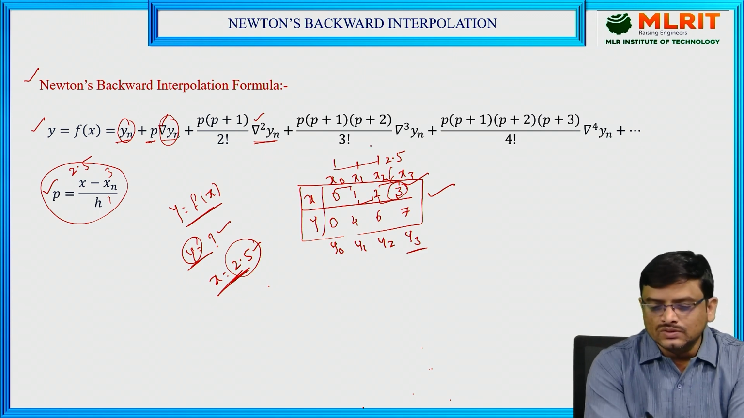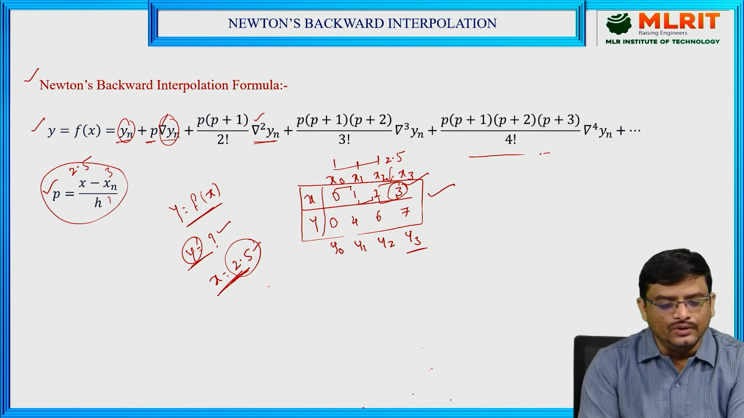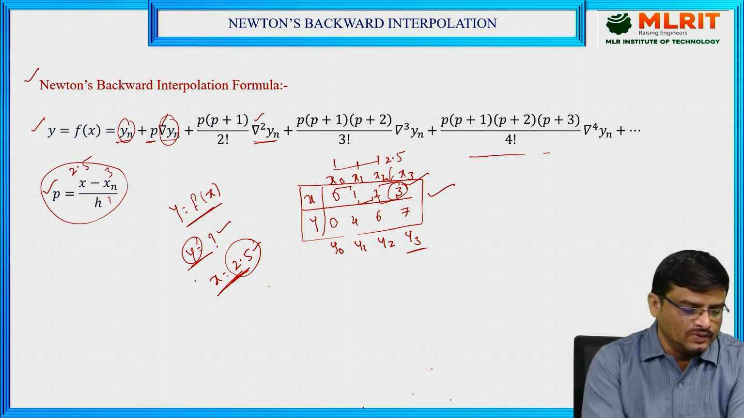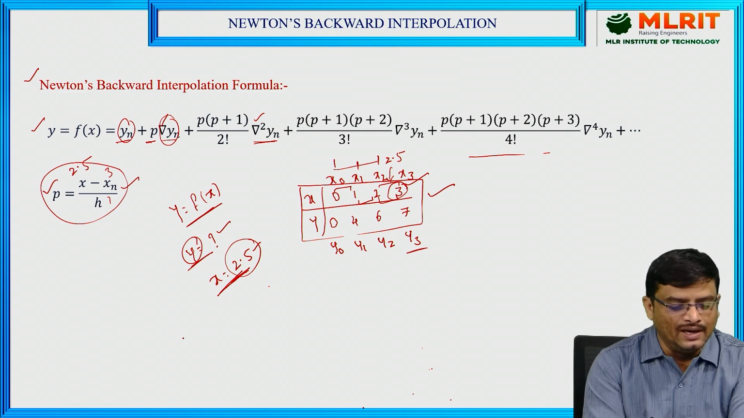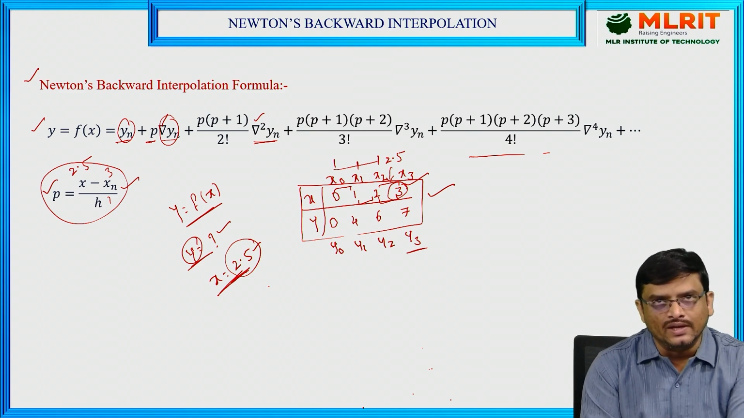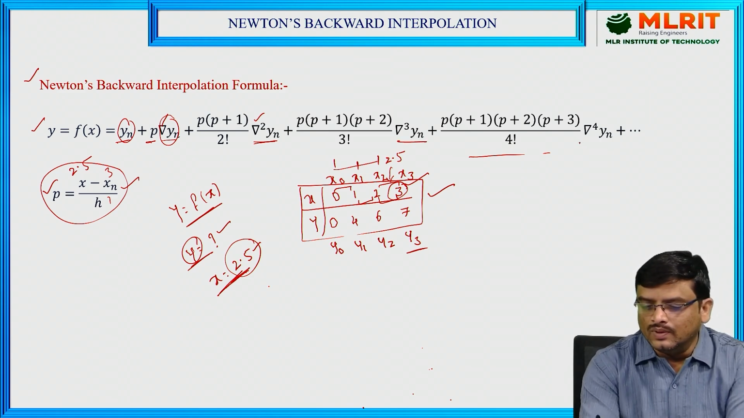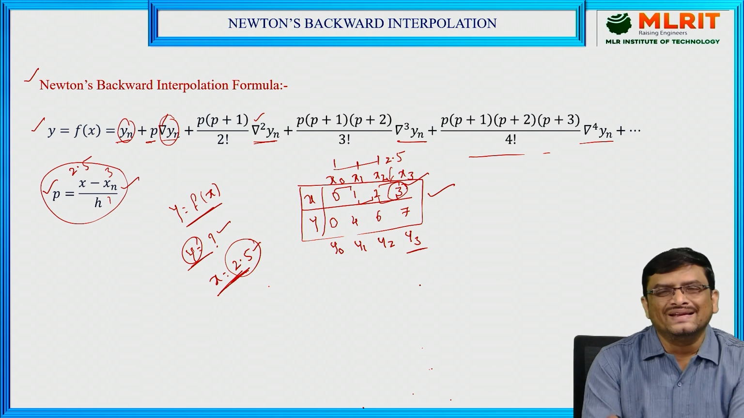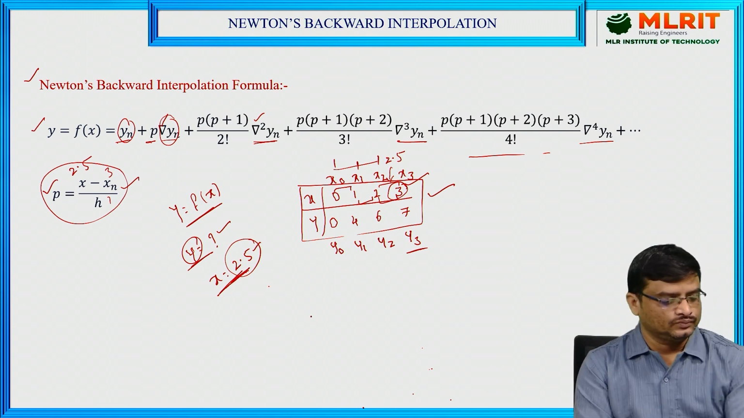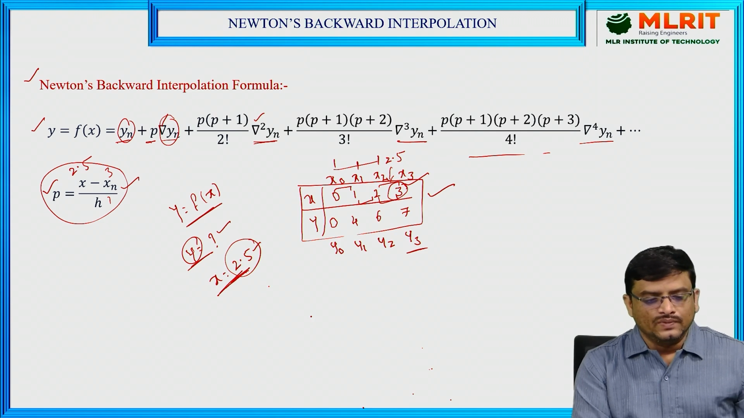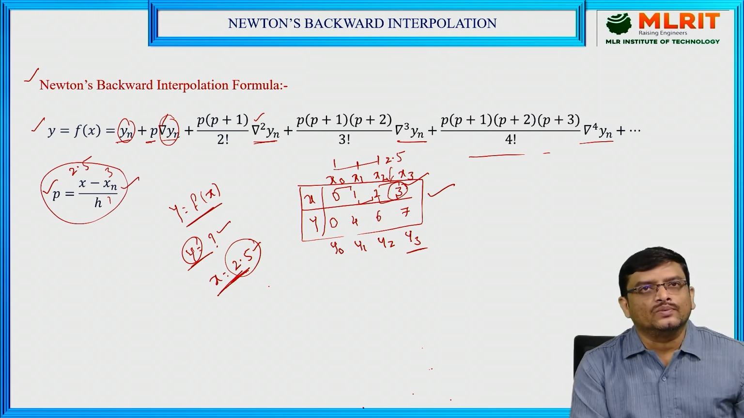So like this, we have to take Newton's backward interpolation and take the help of this p value and substitute that p value, and del yn, del square yn, del cube yn, del power 4 yn, and we will get all these values from the backward difference table here. Okay, this is about Newton's backward interpolation formula.